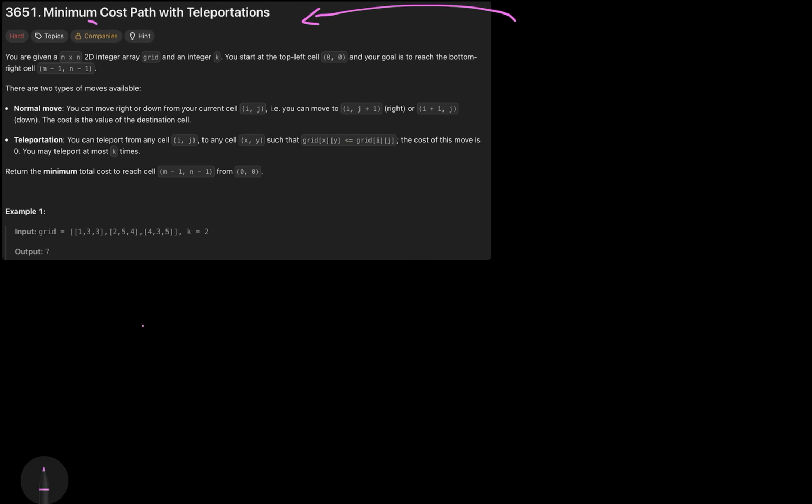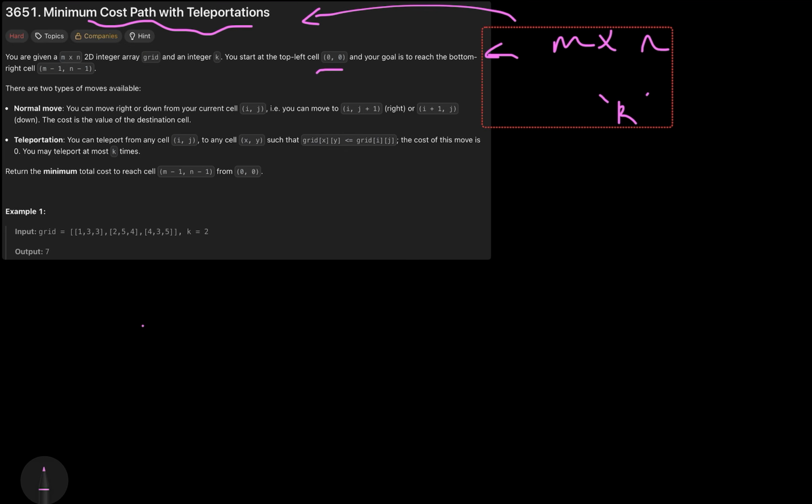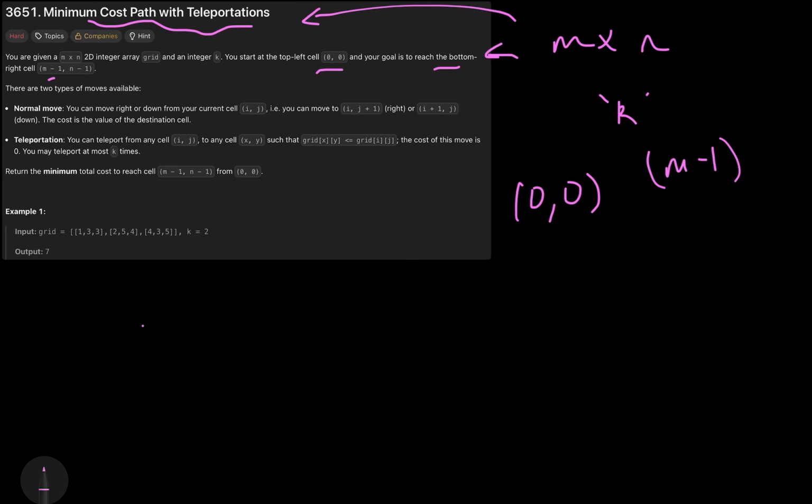Hello everyone, so today we are going to solve this LeetCode problem, which is minimum cost path with teleportation. What this question says is that we have been given an m cross n grid and an integer k. We have to start from the top left corner, which is (0, 0), and reach the bottom right cell, (m minus 1, n minus 1).